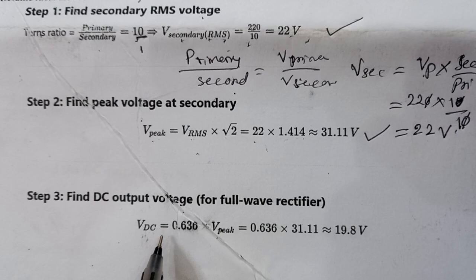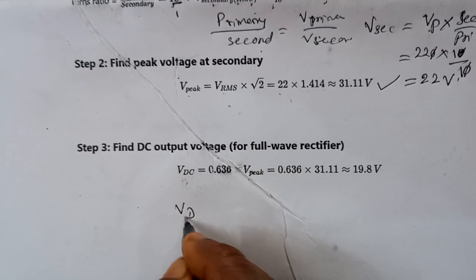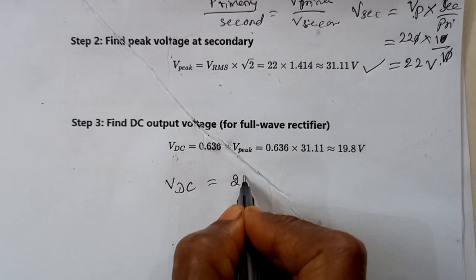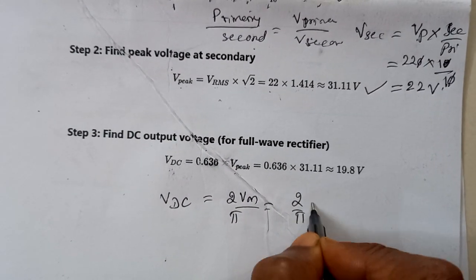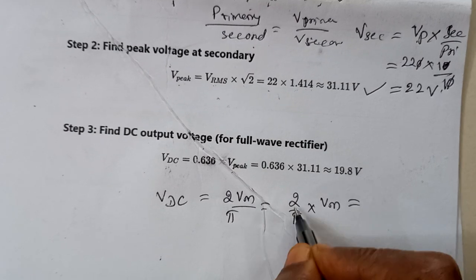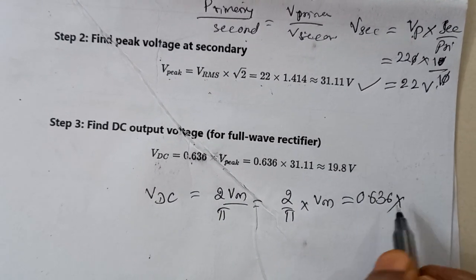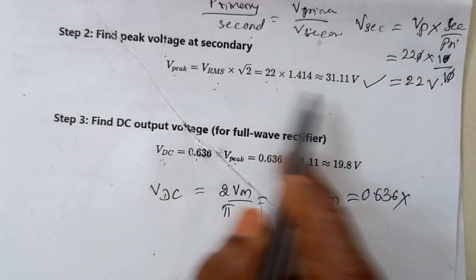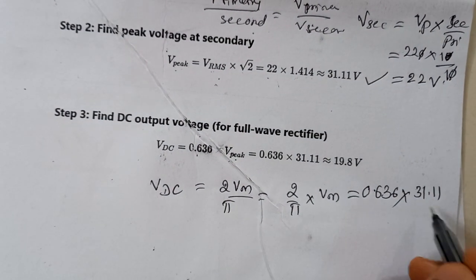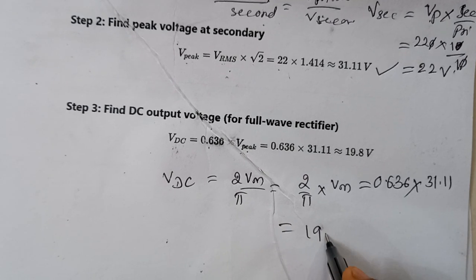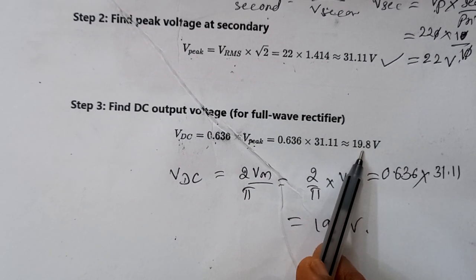The next question is find the DC voltage. VDC in a full wave bridge rectifier is 2 Vm by pi. So 2 divided by pi, which is 0.636, into V peak, which we just calculated as 31.11 volts. The answer for this is 19.8 volts. So VDC is 19.8 volts.